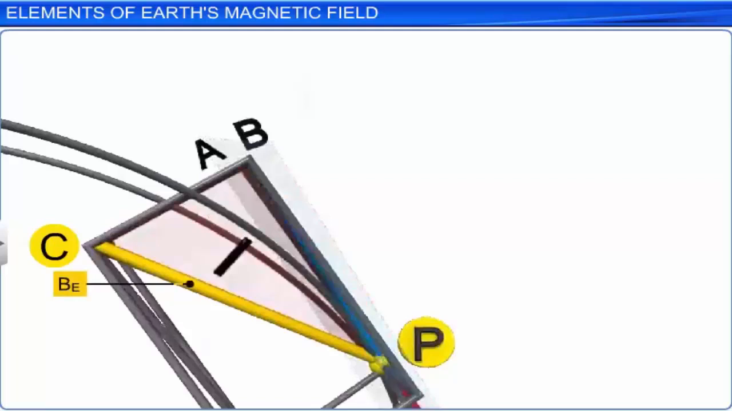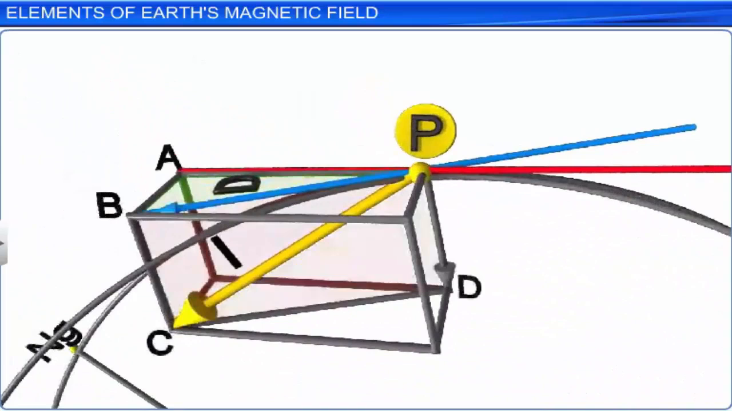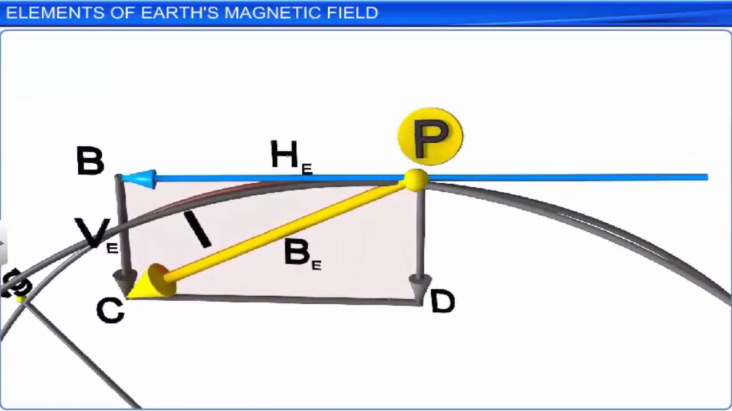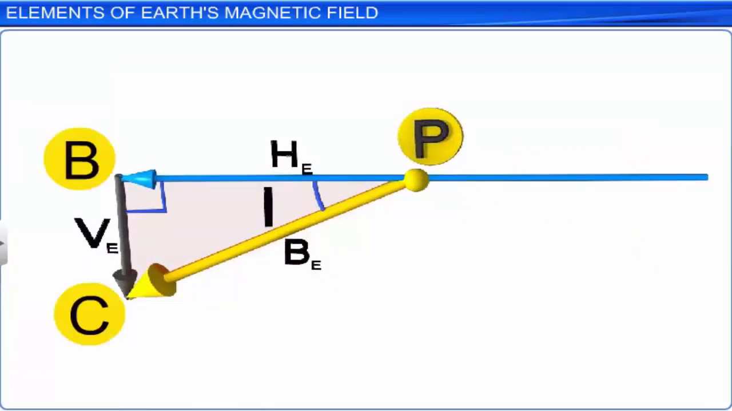Drawing this three-dimensional diagram is a cumbersome process. Instead, we can draw a two-dimensional view of the essential elements to determine the Earth's total magnetic field. Take only the plane represented by PBCD in the three-dimensional view and draw a two-dimensional view of triangle PBC. Draw a horizontal line PB with the arrowhead at B. The length of this line, to some scale, represents the magnitude of HE.